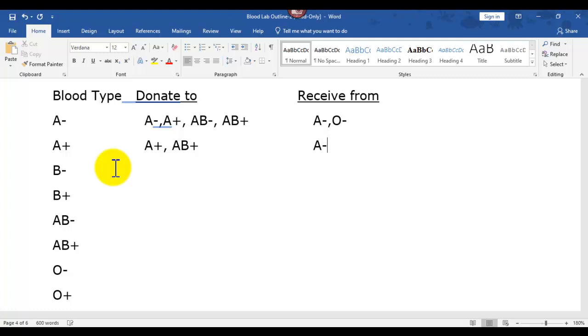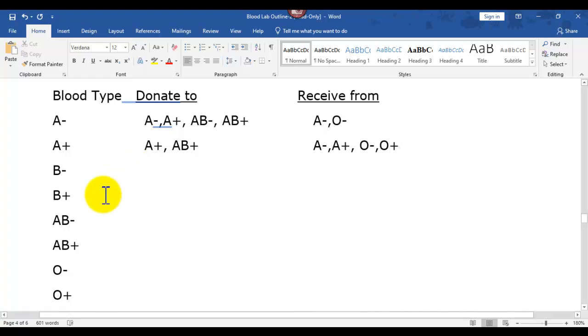A negative, A positive, and O negative, O positive. Well, I don't have to worry about going too fast, do I? All right. Remember, they can receive. Negative can donate to negative and positive. Positive can only donate to positive.